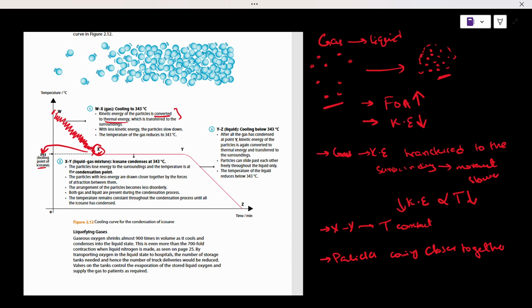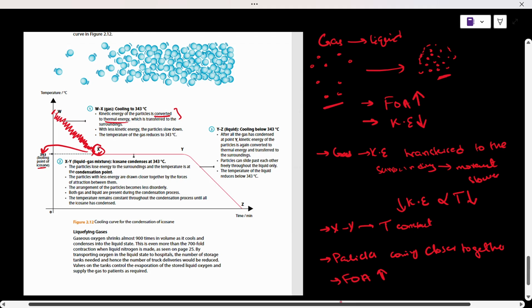So the forces of attraction increase, right? That's our idea. And what you also know is that from point X to point Y, you have a gas plus liquid mixture. Particles still move, but they move more slowly compared to when they were moving in gases.